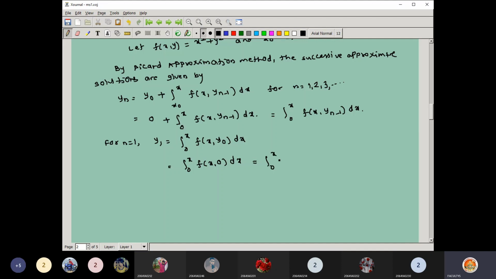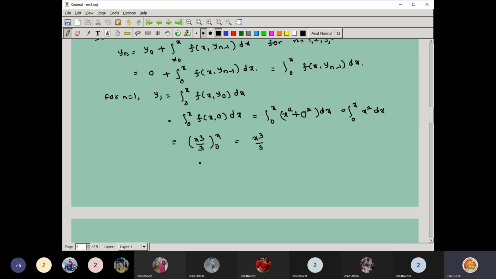So the integral from 0 to x, in the same model f(x, y), I am directly substituting in the given function: x squared plus, in the place of y, it is nothing but 0, so 0 squared, dx. Or I can write the integral from 0 to x, we have only x squared dx. On finding that integral, it is x cubed by 3. The limits are 0 to x, so the upper limit gives x cubed by 3 and the lower limit gives 0. So nothing to worry about.